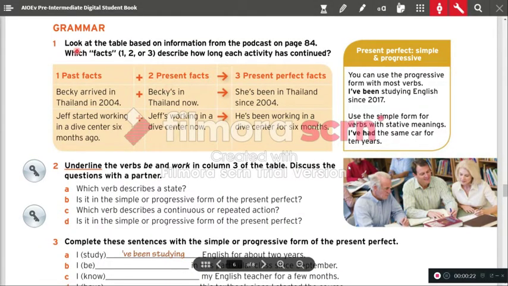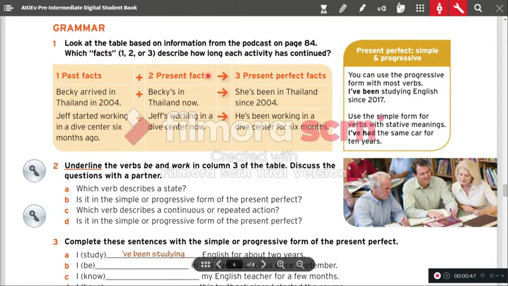Today we're gonna start with a grammar topic that, as you can see, is called present perfect, simple and progressive. Alright, let's see. Before we explain this topic, let's do the first exercise. That says, look at the table based on information from the podcast on page 84. Which facts, 1, 2, or 3, describe how long each activity has continued?